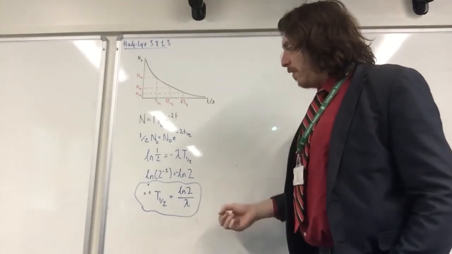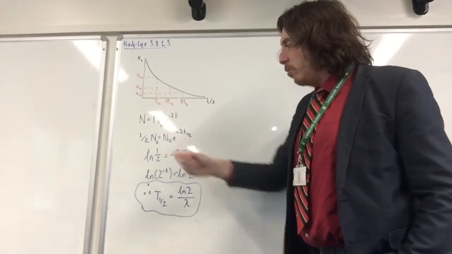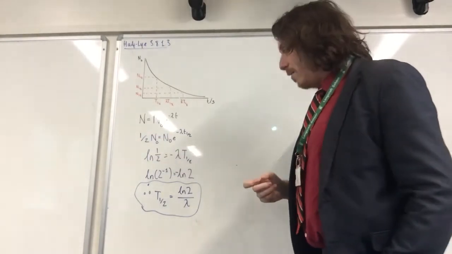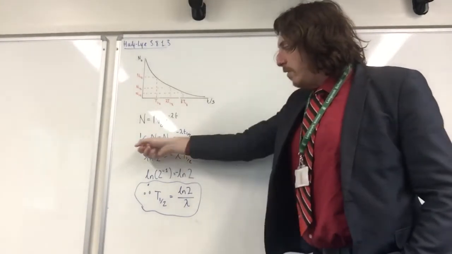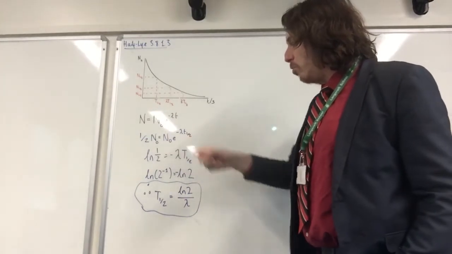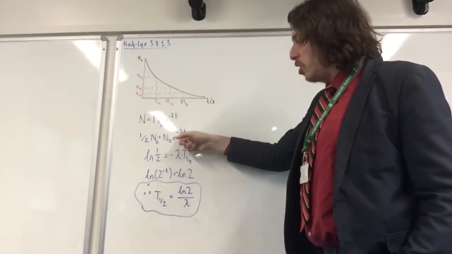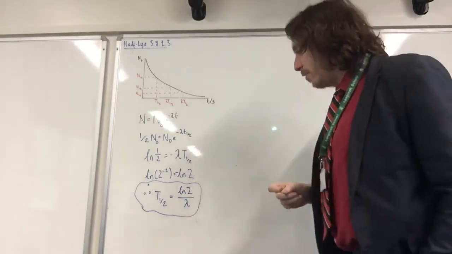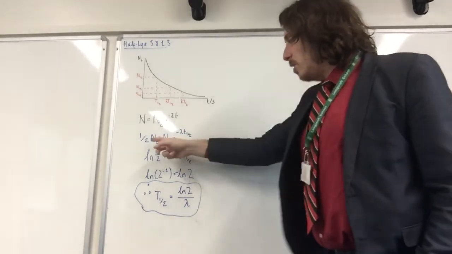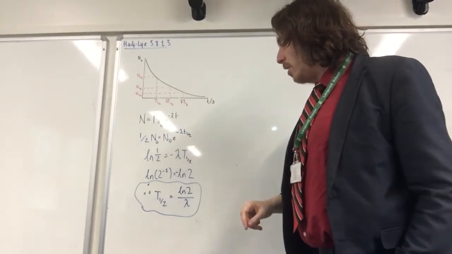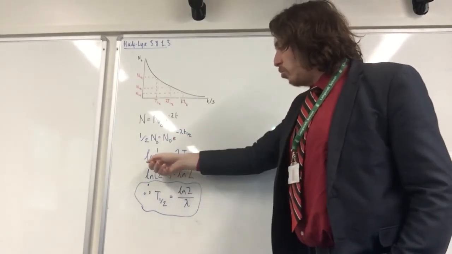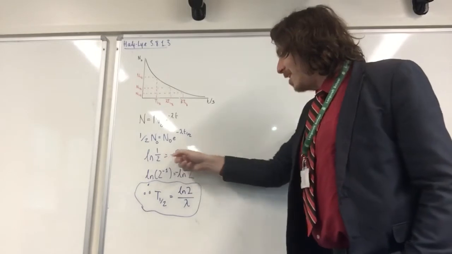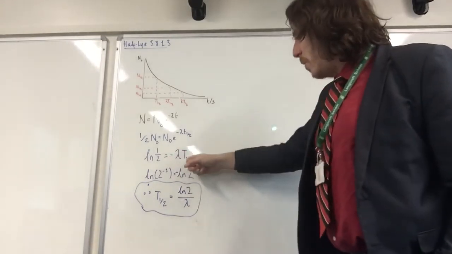So, half-life is how long it takes for half the number of nuclei to have decayed. So, we've got half the number of nuclei is equal to the initial number of nuclei times the exponential of the negative decay constant times the time elapsed, which in this case is the half-life. So let's cancel the initial number of nuclei, that disappears. So we've got the natural logarithm of a half is equal to the negative decay constant times the half-life.